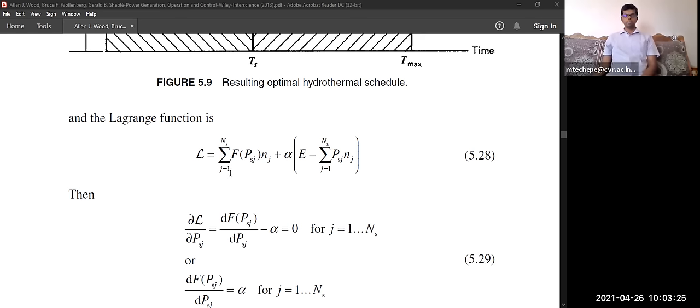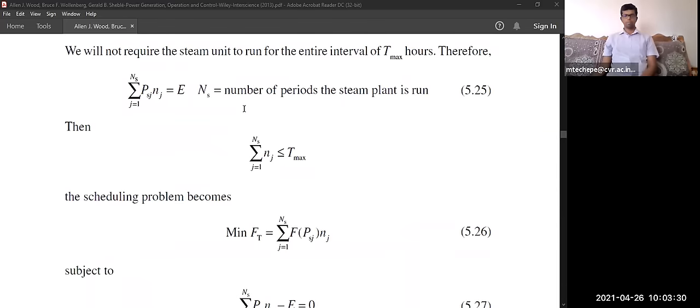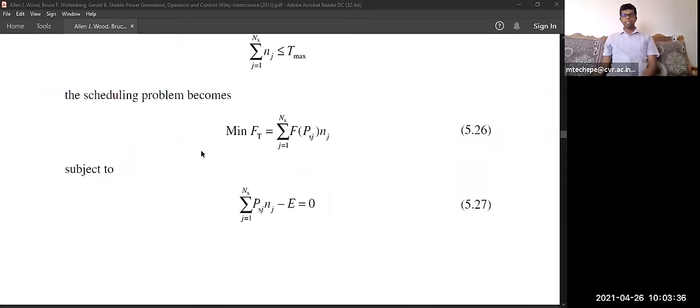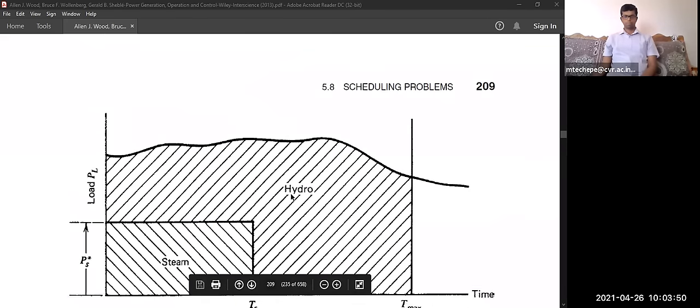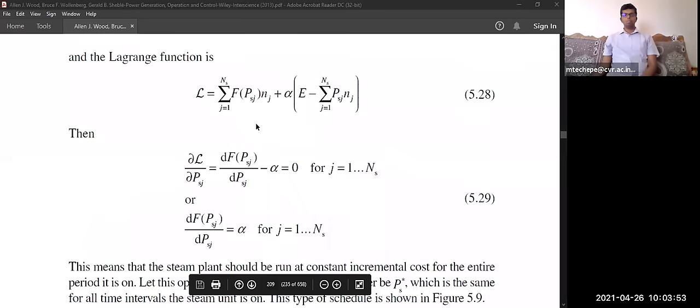So what is the objective function? The major objective function is to minimize the total fuel cost, that is sigma j equal to 1 to ns of f of PSj into nj. What is the constraint? This PSj nj minus E is equal to 0. Here we have taken alpha as a constant into the constraint. So the Lagrange's function is the objective function plus some constant alpha into the constraint.